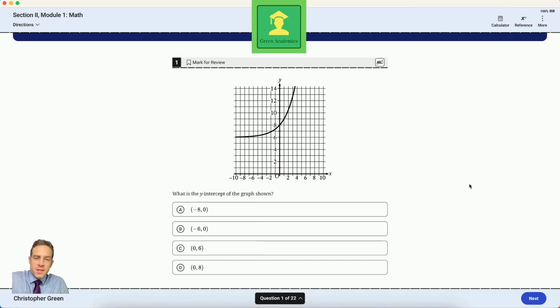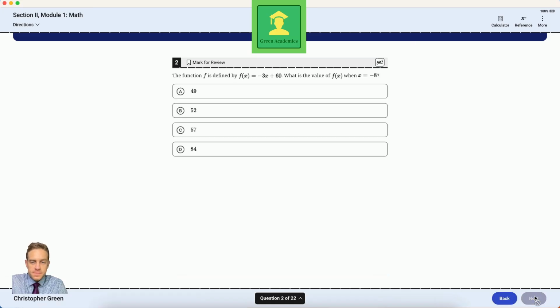This is Bluebook Digital SAT number 8, Math Module 1. What is the y-intercept of the graph shown? Well, the y-intercept is clear as a bell right here, it is (0, 8). The function f is defined as that. What is the value of f(x) when x equals negative 8? So that would be negative 3 times negative 8, which is 24, plus 60 is 84.